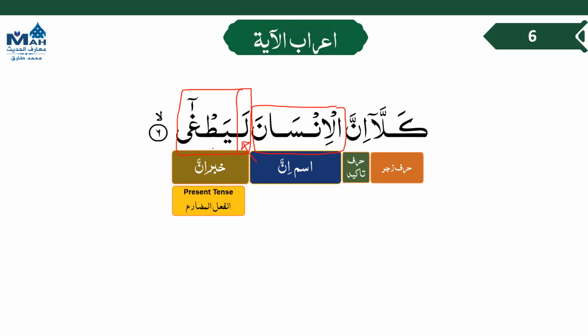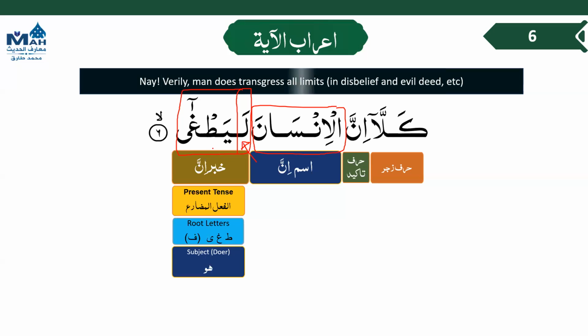How will you translate Kalla innal insana la yatgha? Nay, indeed, man surely transgresses. This is the behavior of man. Man does transgress all the limits in disbelief and evil deeds and so on. Okay. Now just think, what can be the reason of transgressing or crossing the limits? There are multiple reasons. Can someone tell me any of the reasons?